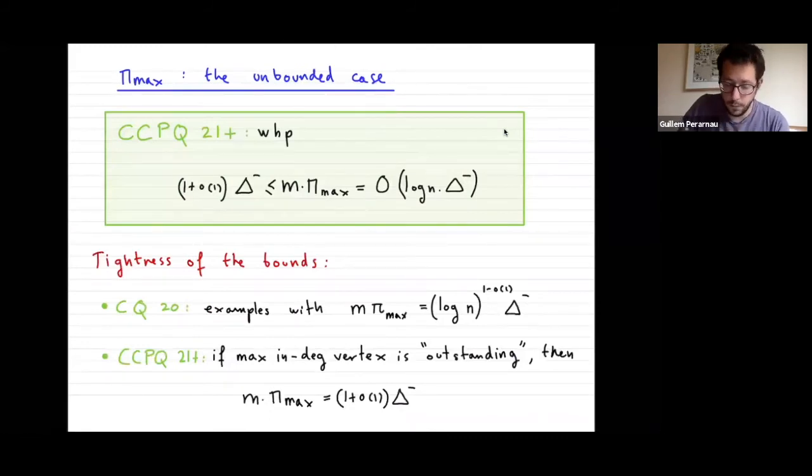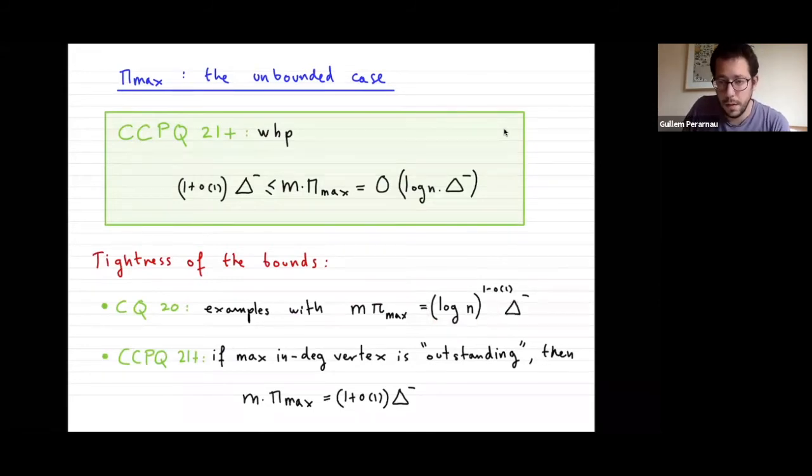For this one here, this is essentially repeating the example I gave before. With these examples that Pietro and Matteo had, you can construct degree sequences that will give you pi max multiplied by m to be delta minus times something that is almost a log n.